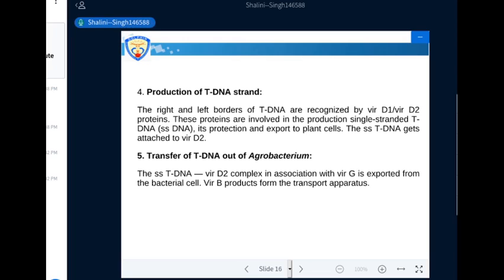Transfer of T-DNA out of Agrobacterium. The single-stranded T-DNA with VirD2 complex, in association with VirE2, is exported from the bacterial cells. VirB products form the transport apparatus.